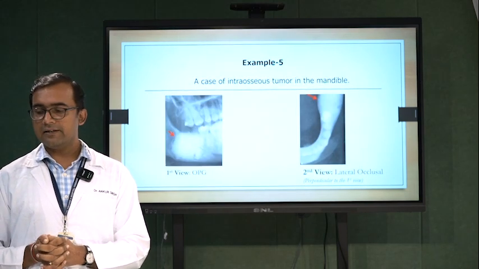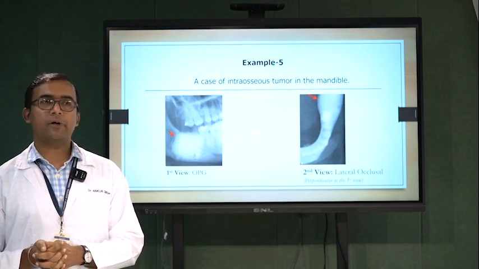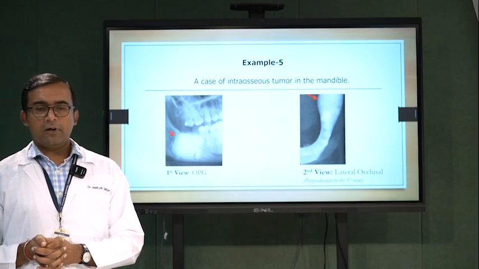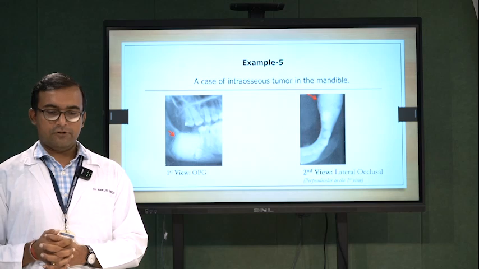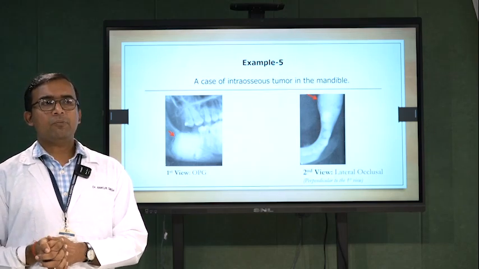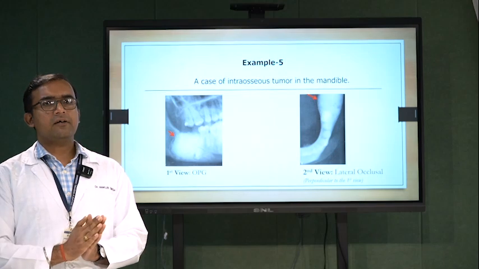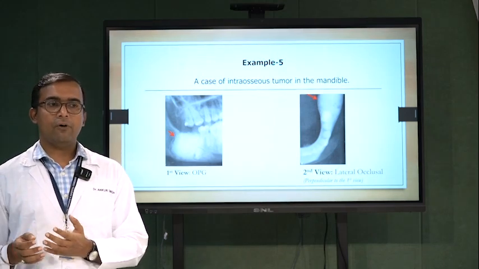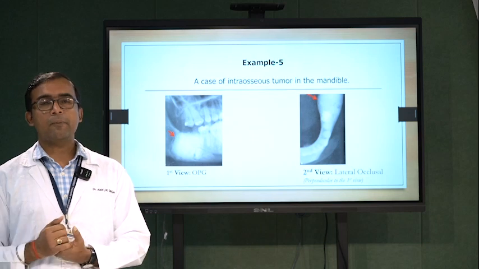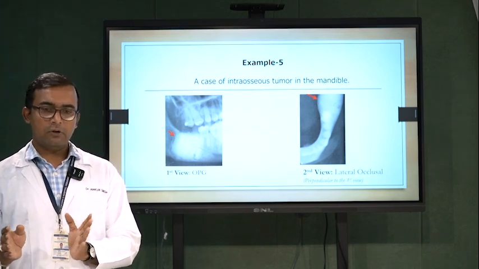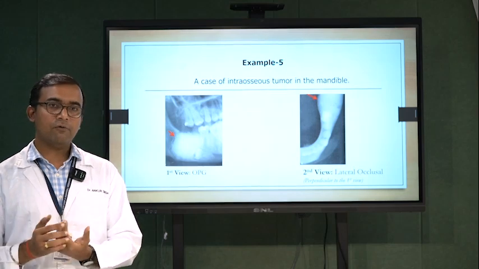Fifth example is a case of an intraosseous tumor. So intraosseous tumor of mandible. So a tumor should be dissected. For dissecting a tumor, we need to know if the tumor is only associated with the buccal cortex or the lingual cortex, just like an osteoma or a tori, or there is a general involvement where both the cortices are involved or the entire jaw is involved.